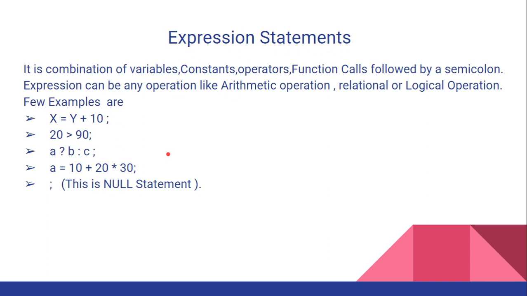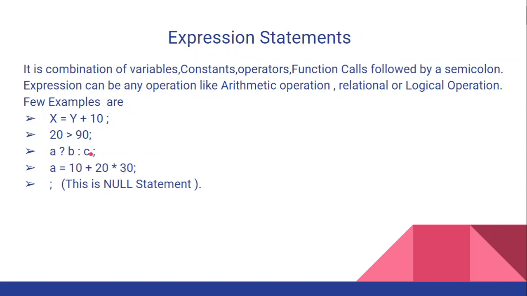Here the first is the expression statement. The expression statement is a combination of variables, constants, operators, and function calls followed by a semicolon. We know that every statement ends with a semicolon. Expressions may be arithmetic expressions, as we have seen in the previous classes, relational expressions, or logical operations. Here are some examples: this is an arithmetic expression, this is a relational expression, this is a conditional operator, this is also an expression, this is again an arithmetic expression, and this is a null statement. What is a null statement? It is simply a statement with a semicolon. So these are a few examples of how expression statements look.